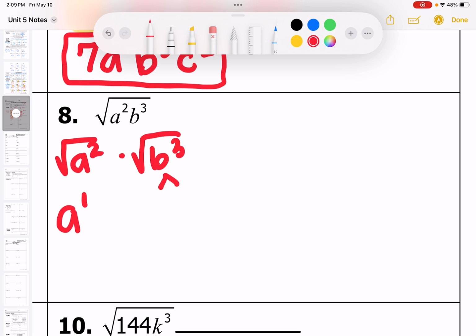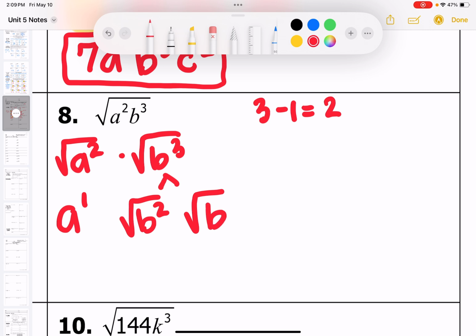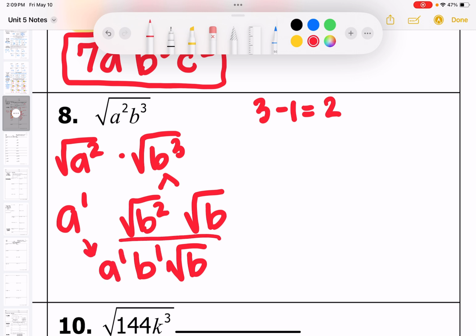So I'm going to break it apart. In my first square root, I'm going to take my exponent and subtract 1, which gives me 2. And then in my second square root, I'm just going to have the letter b. Now, square root of b squared can be simplified because it now has an exponent with an even number. So that simplifies to b to the 1. And then we can't simplify the square root of b. Now I bring my a to the 1 down, and this is my final answer.